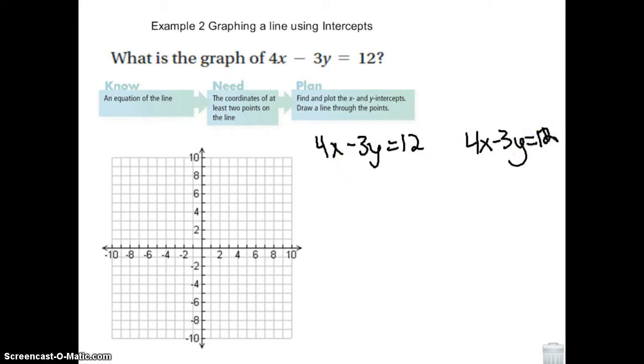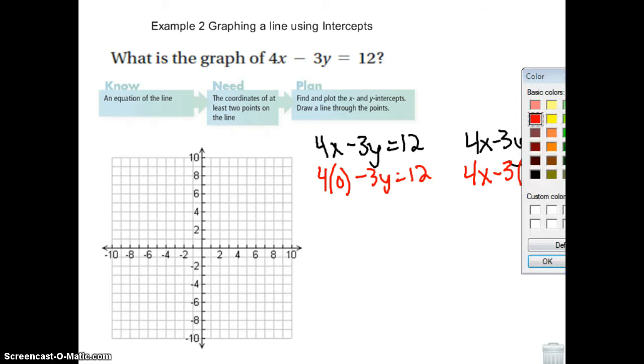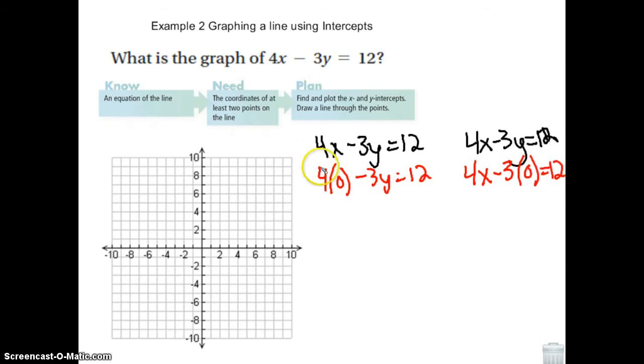And I'm going to plug in 0 for x over here. So 0. I'm going to plug in 0 for y over here. And now I'm just going to solve. Oops, sorry about that. So 4 times 0 is 0. So I'm left with negative 3y equals 12. Divide both sides by negative 3. I get y equals negative 4.